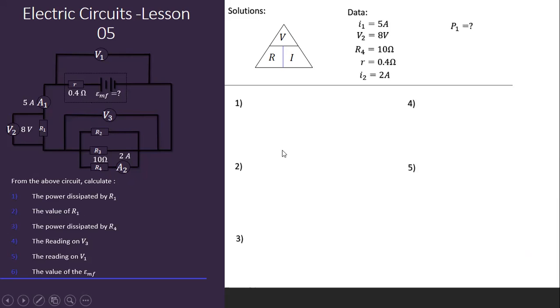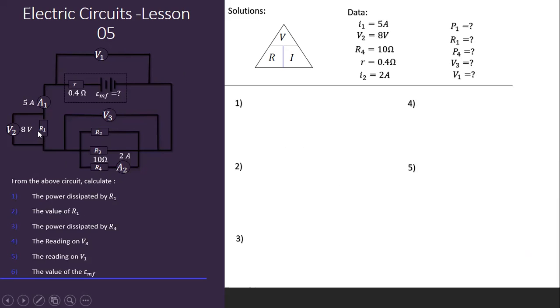We need to calculate the power dissipated by R1. We need to calculate the resistance of R1. We need to calculate the power dissipated by R4. We need to calculate the voltage across this parallel connection, which is measured by V3. And we need to calculate the reading on V1. That's all. This is all the information which is given to us, and this is all that is required from us. So let's calculate first the power which is dissipated by R1.